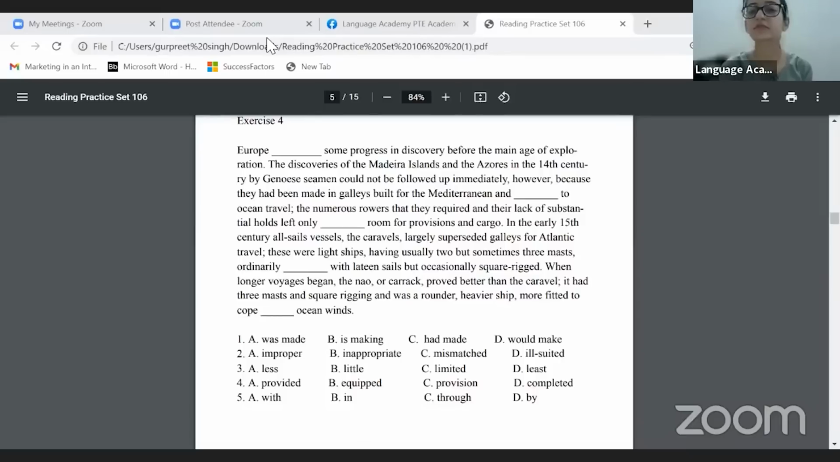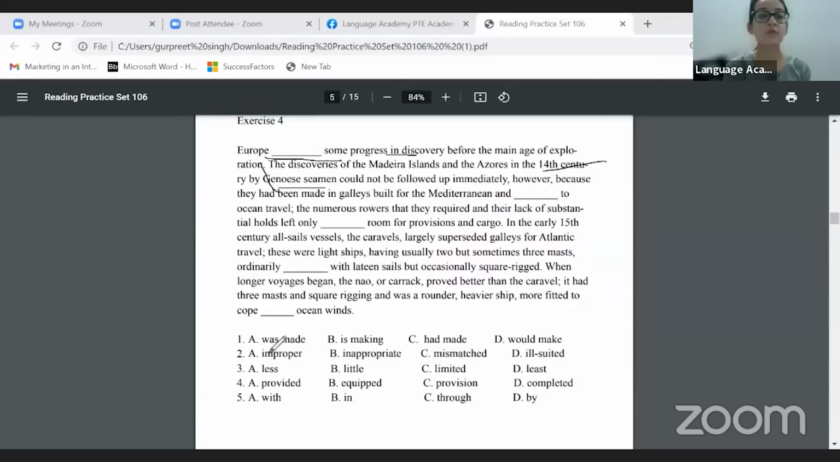Good, well done. What is the second one? Okay. Europe dashed some progress in discovery before the main age of exploration. So, because you had a blank very early in the sentence, that is why they have given you a long sentence after to give you a bit more information about what we are talking about, which discovery, what is the topic. The discoveries of the islands and the Azores in the 14th century by the seamen could not be followed up. So, they are talking about the past, something that happened in the 14th century.